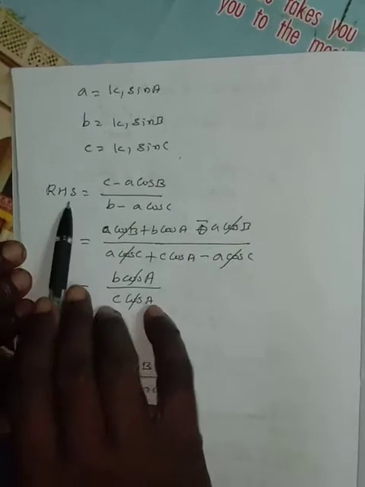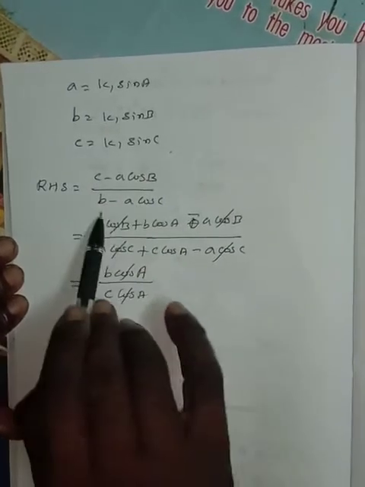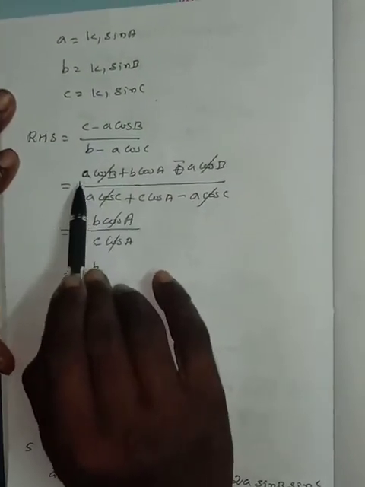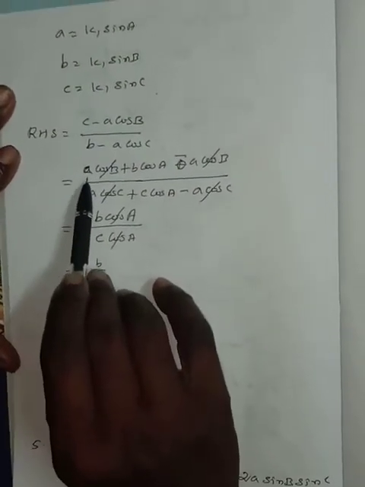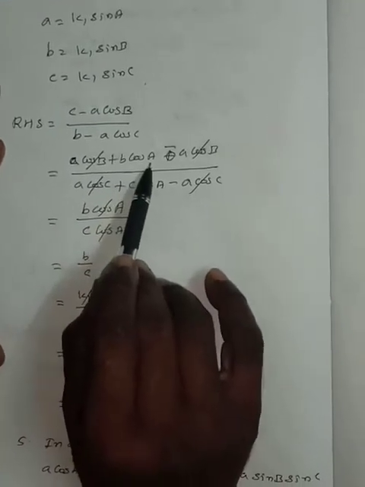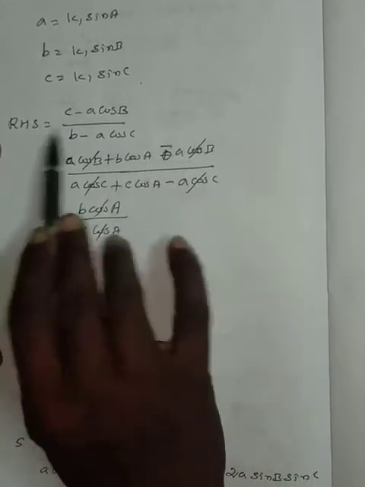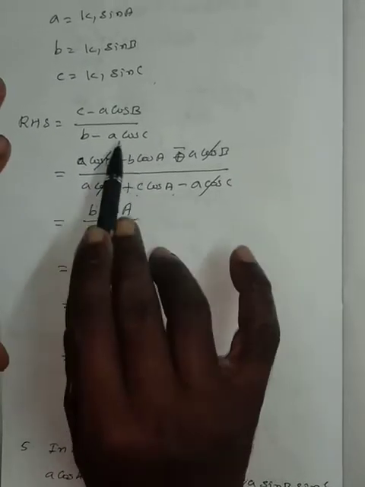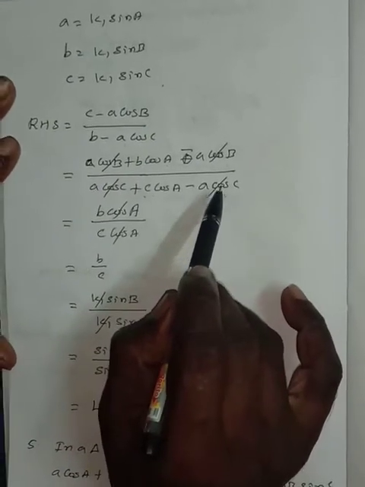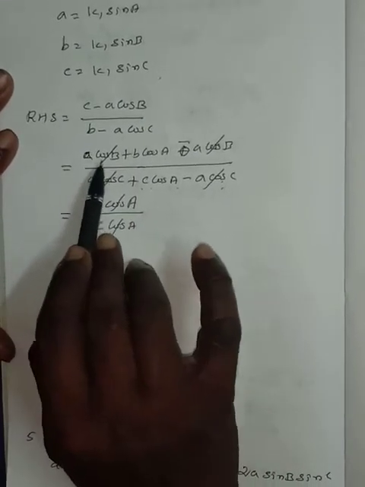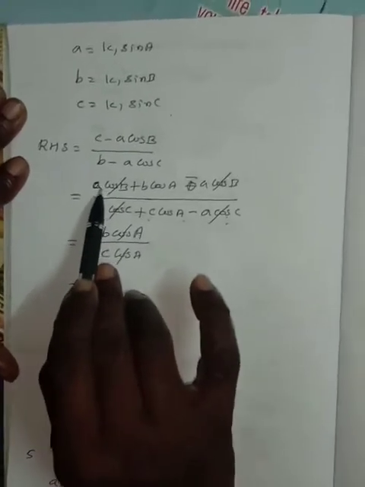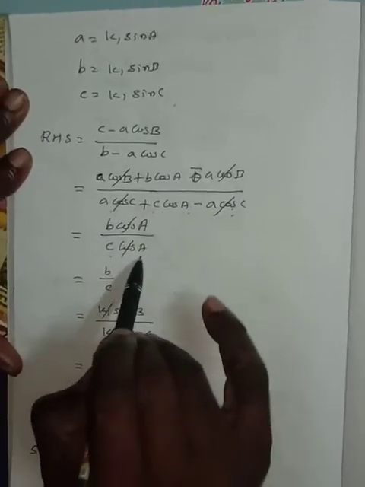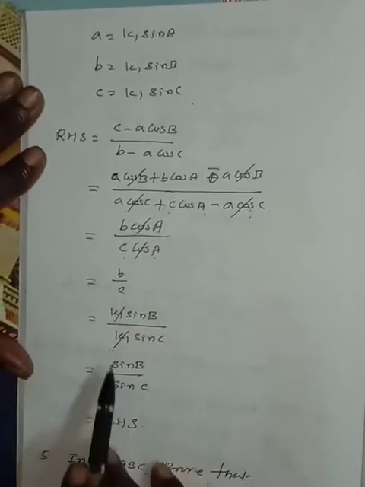Let us take RHS, c minus a cos B divided by b minus a cos C. Apply the side formula: c is equal to a cos B plus b cos A, minus a cos B, whole divided by the side b is equal to a cos C plus c cos A minus a cos C. Cancelling these two a cos C, in the numerator a cos B minus a cos B cancelled. Remaining part b cos A divided by c cos A. Cos A, cos A cancelled. b by c is the answer.